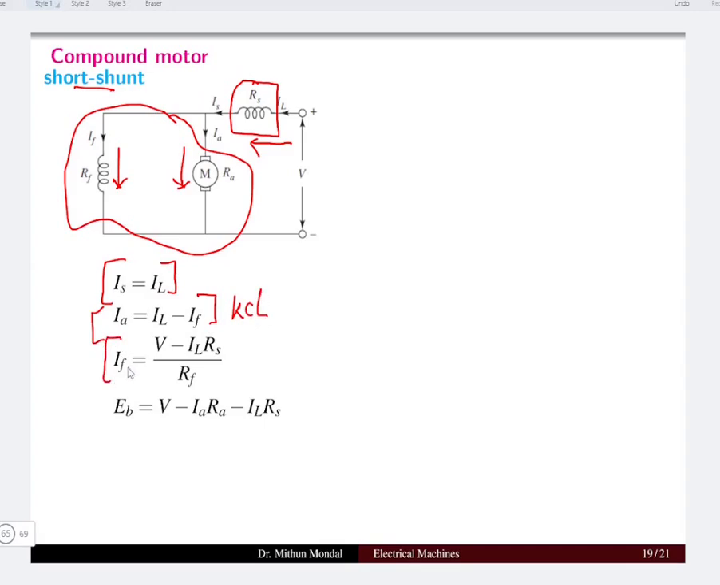And the current which is flowing through the field winding, in accordance with Ohm's law, we can say that if the terminal voltage is V, then we have to take out the losses which are there in the series field winding. So we will be getting, by Ohm's law, V minus IL Rs divided by Rf as the field current. And in accordance with Kirchhoff's voltage law, we will get the back EMF Eb is equal to V minus IaRa, that is the drop in the resistance of the armature, minus IL Rs, the drop across the series field winding.